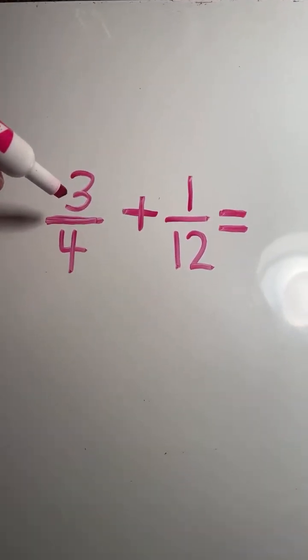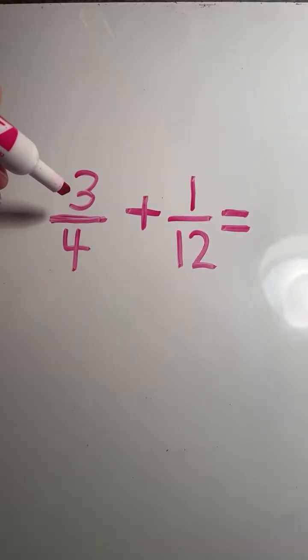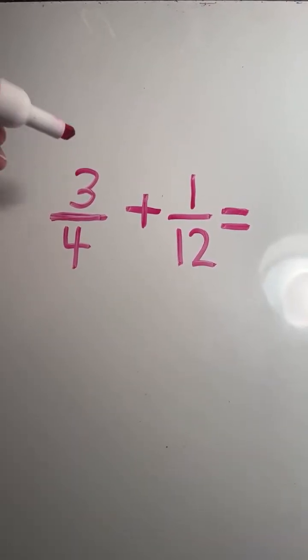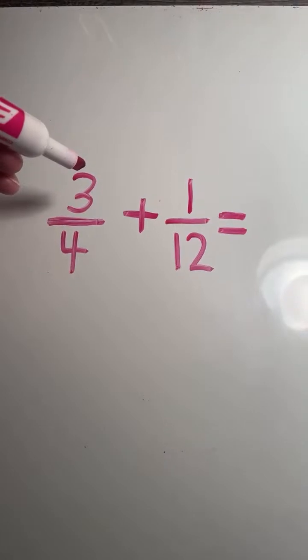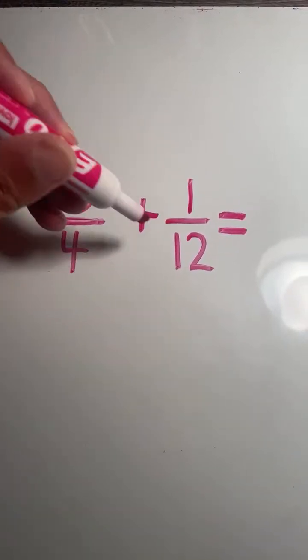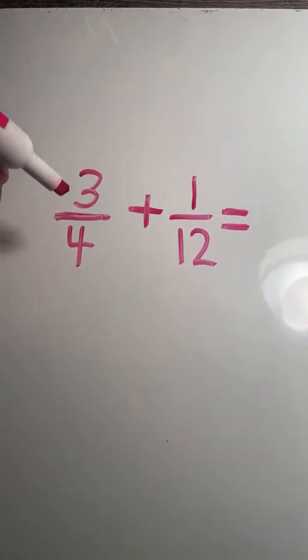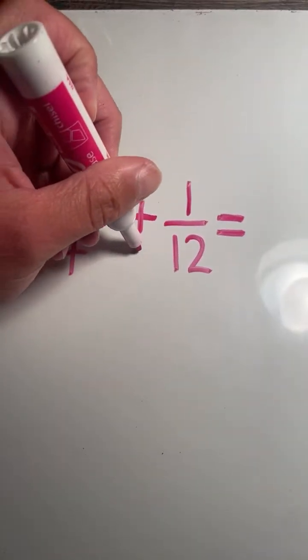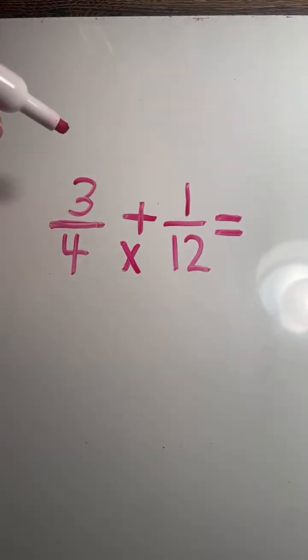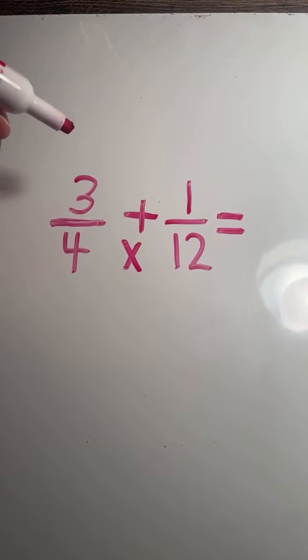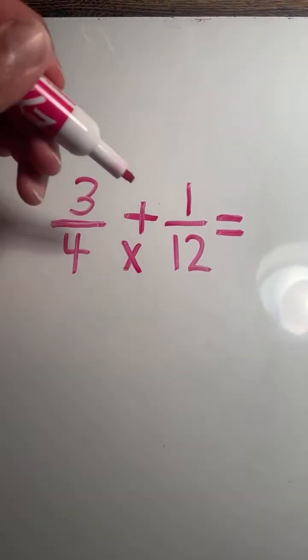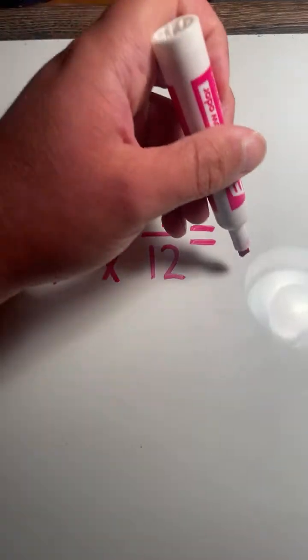So first thing we want to do is find a common denominator. And we can find a common denominator by multiplying our two separate denominators. So 4 times 12 equals 48. So 48 will be our common denominator for this problem.